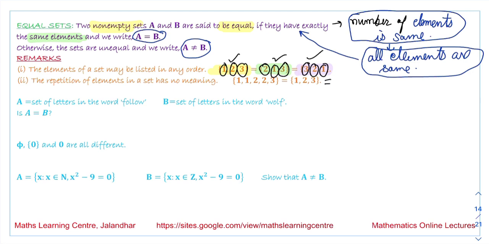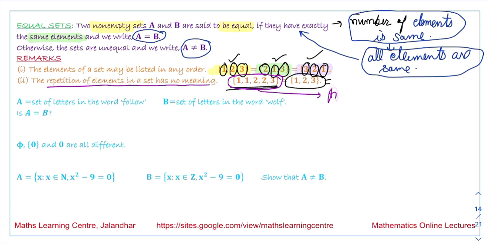Similarly, if we are talking about the set 1, 2, 3 and the set 1, 1, 2, 2, 3, then we already know that the repetition of elements in a set has no meaning. When we are talking about this set, how many elements does it have?